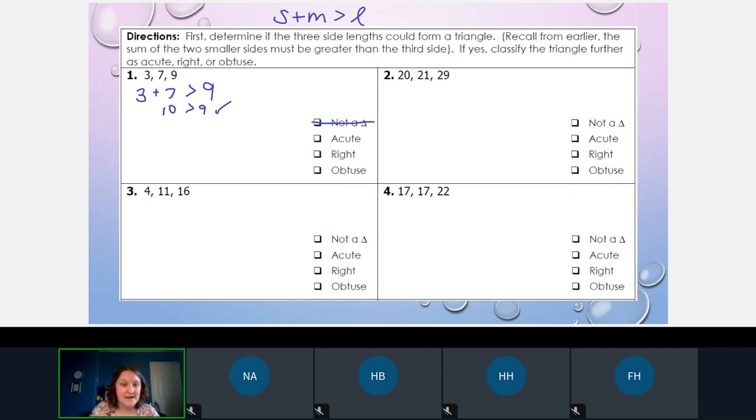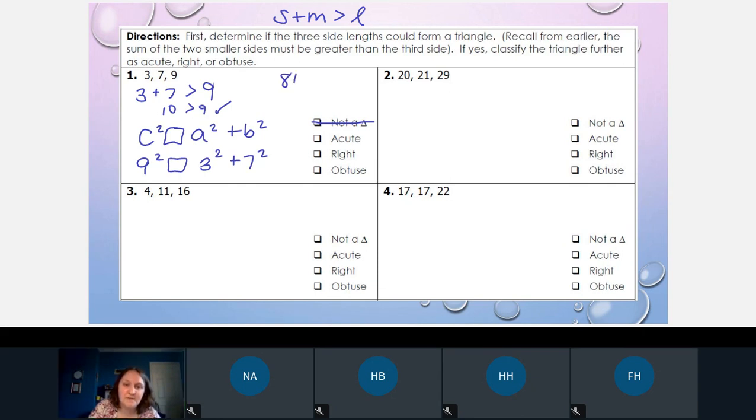And here's how I set that up. I'm going to set up c squared, and I'm going to just leave a box because I don't know if it's greater than, less than, or equal yet. A squared plus b squared. So in this case, c would be the biggest. So c is 9. Just a blank, you don't know what symbol goes there yet. a is 3 and b is 7. So 9 squared is 81. And now in my calculator, I'm typing 3 squared plus 7 squared, which gives me 58.